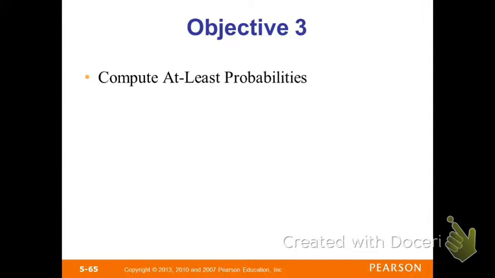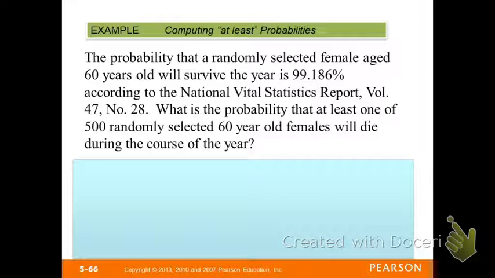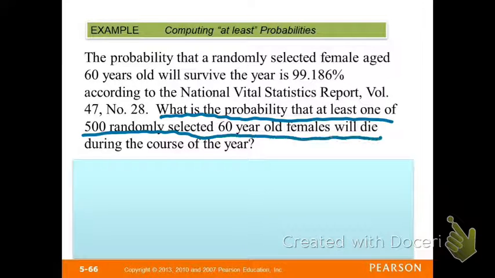At least probabilities. So let's look at this. The probability, again, that a randomly selected female aged 60 years old will survive the year is 99.186%. What is the probability that at least one of the 500 randomly selected 60-year-old females will die? Okay, at least one will die.